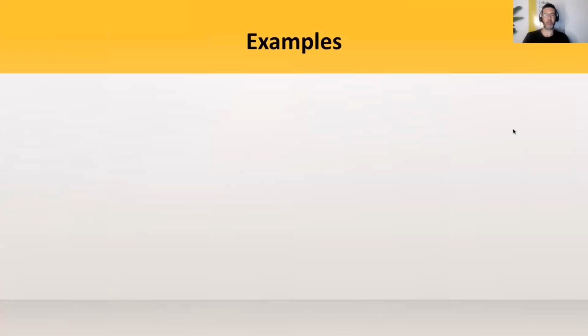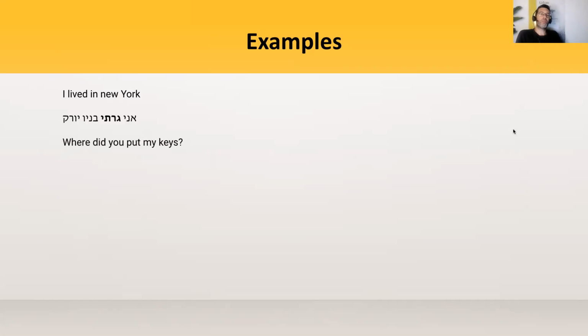Nice. No one asks me any questions. Beautiful. Let's have some examples. I lived in New York, ובעברית, אני גרתי בניו יורק. Let's say it one more time. אני גרתי בניו יורק. Nice. Where did you put my keys? ובעברית, איפה אתה שמת את המפתחות שלי? One more time. איפה אתה שמת את המפתחות שלי?